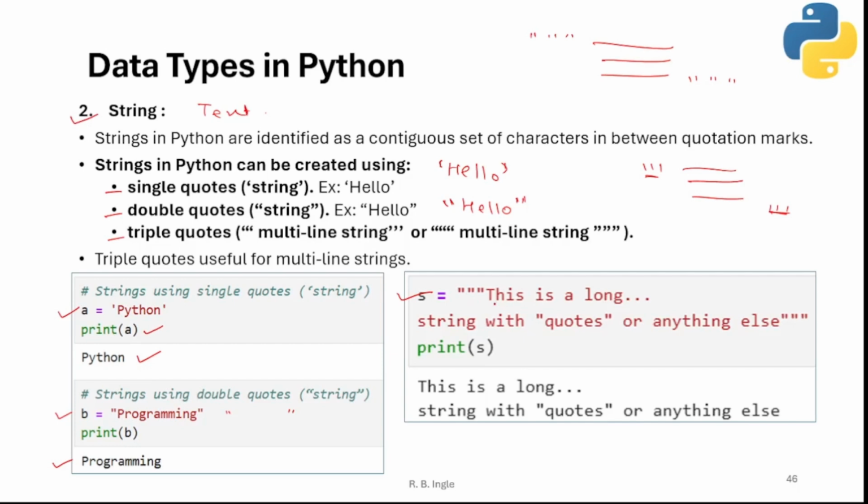Here is the example: double quote 3 times, then this is a long string with quotes or anything else. So if I print S, it is giving the value. Here we can see it is storing multiple lines.